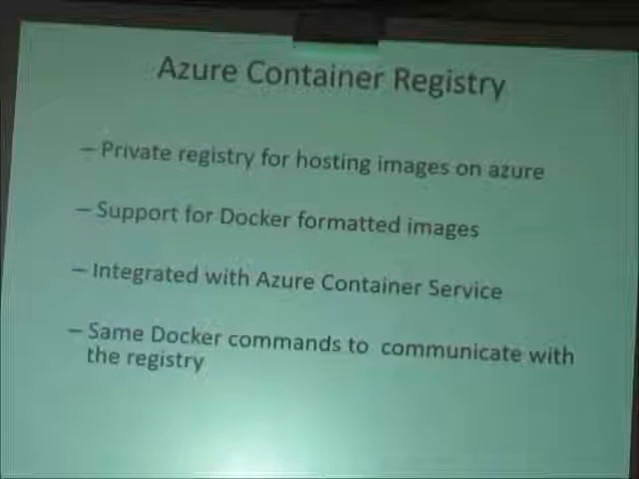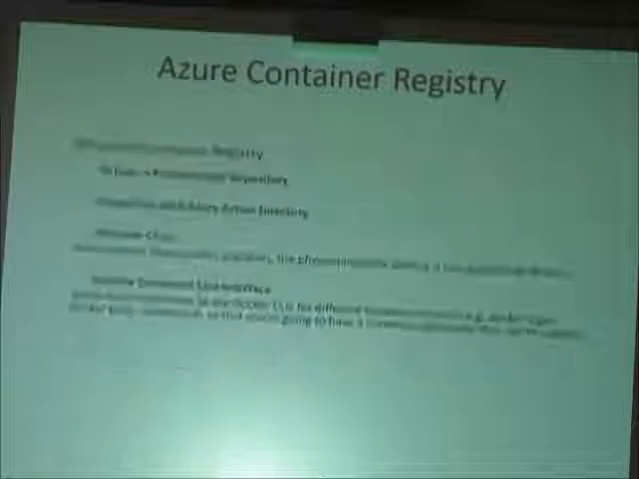Azure Container Registry is a private registry for hosting images on Azure, with support for Docker-formatted images, integrated with Azure Container Service, which is really awesome and abstracts a lot of things for you. And it uses the same Docker commands to communicate with the registry. So there is no learning curve. Everything is there. You just need to use Docker commands.